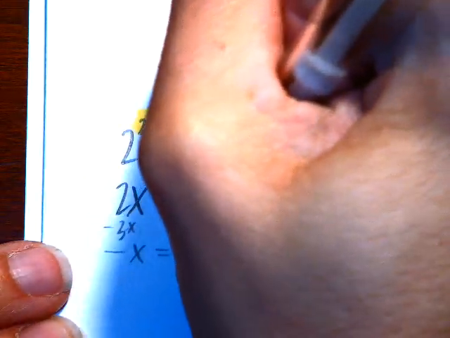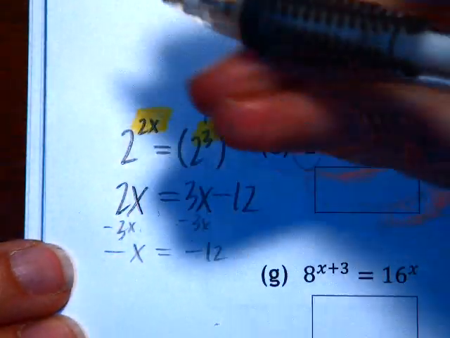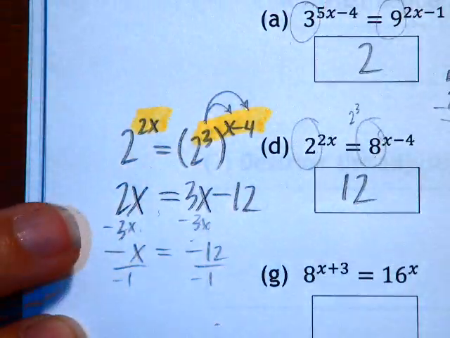It's not the prettiest equation, but you could subtract, let's see, you could subtract 3x. So you'll have negative x equals negative 12. And if you have that, then you can divide by negative 1 and end up with x equals positive 12.